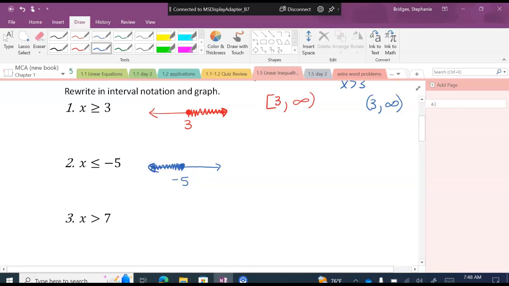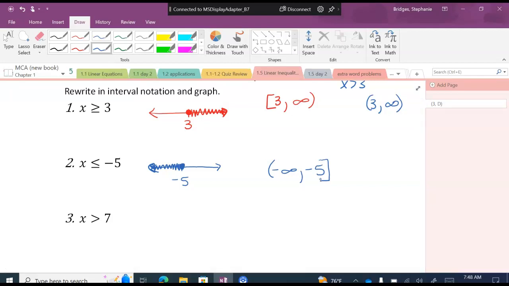Keep in mind, when we write interval notation, we start from the left and go to the right. What is the furthest number to the left that I can be in this one? Negative infinity, because I'm going as far left as I can go. And then what number do I go up to? Negative 5. Is it a parenthesis or a square one? Square, because it is equal to. We close the circle, so it's going to be a square bracket.